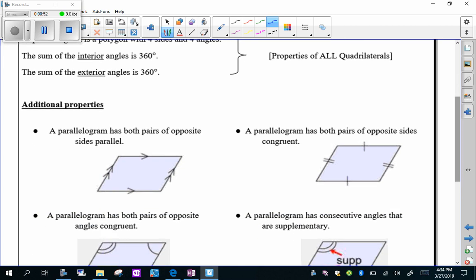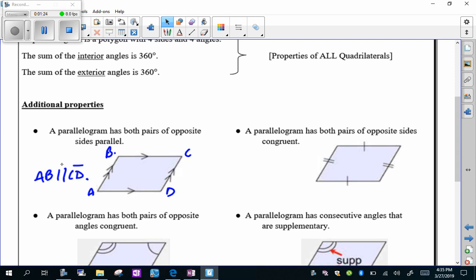A parallelogram has both pairs of opposite sides parallel. So if I were to put in here A, B, C, and D, what that says is that AB is parallel to side CD. And I should put that up top because those are different sides.